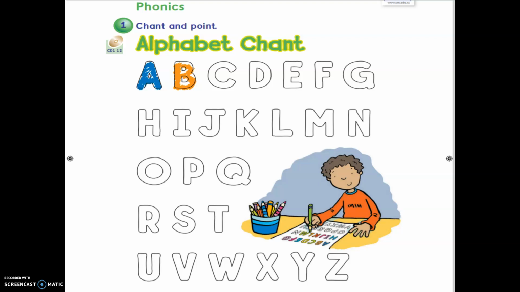Now, please, girls, open your books and chant and point. Chant and point. Yes. Exercise 1. Chant and point. Alphabet chant. A, B, C, D, E, F, G. I, J, K, L, M, N. O, P, Q, R, S, T. U, V, W, X, Y, Z.